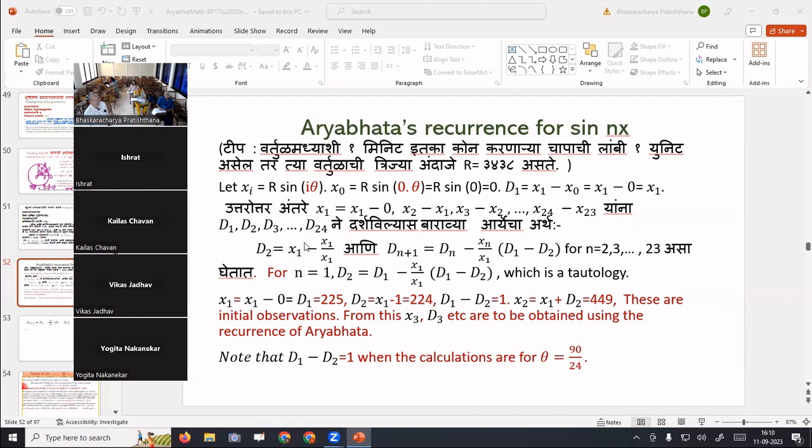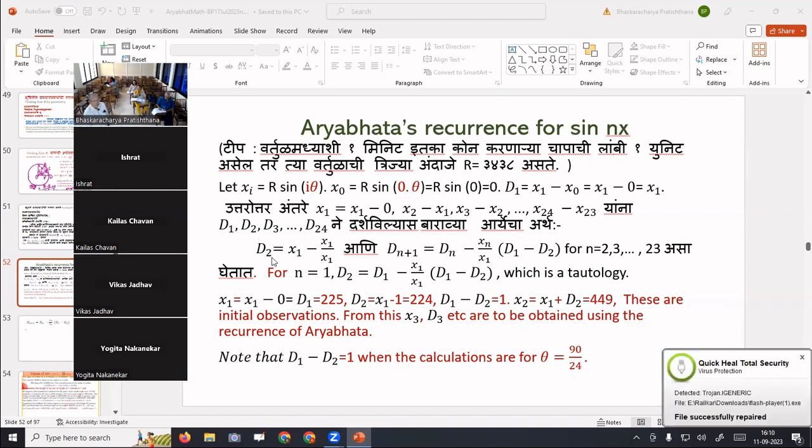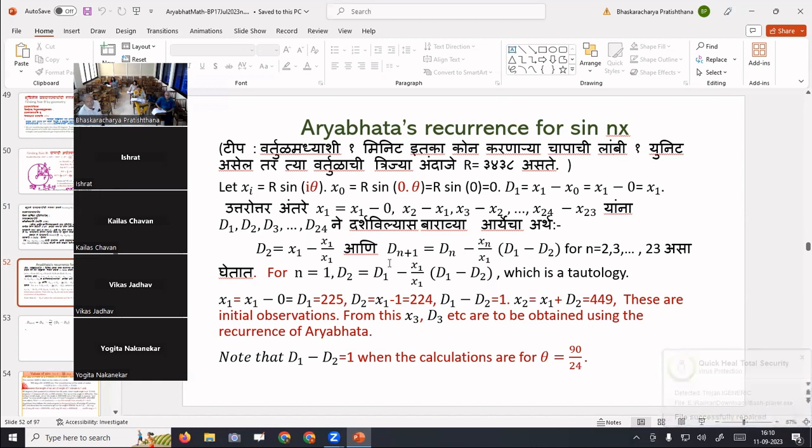Then d2 is x2 minus x1. And these are actually initial values. We should know these values. And from that, the recurrence that is used is d(n+1) is equal to dn minus xn upon x1 into (d1 minus d2). This is the recurrence of Aryabhata. Now, probably Aryabhata doesn't write this d1 minus d2 in the verse, but it is understood that it is d1 minus d2, and many authors have written the recurrence in this form.